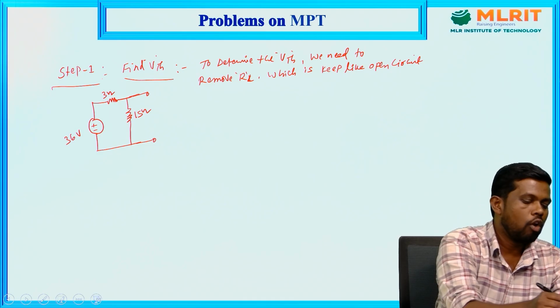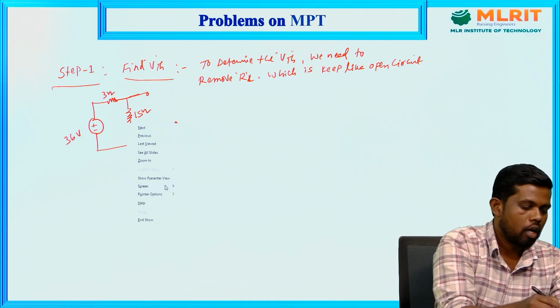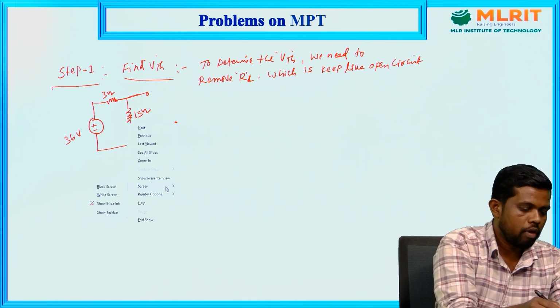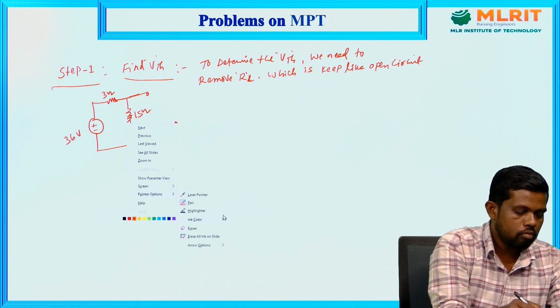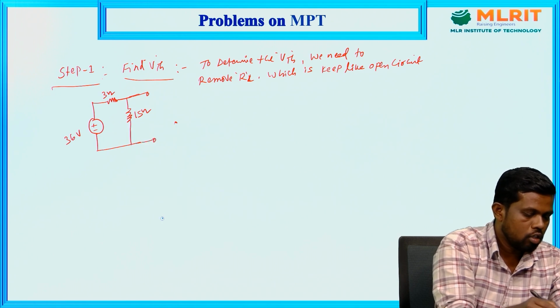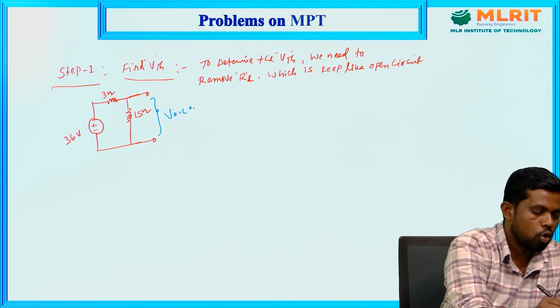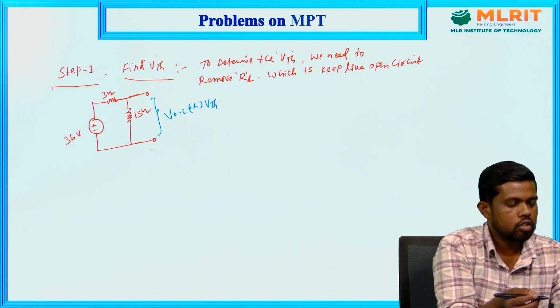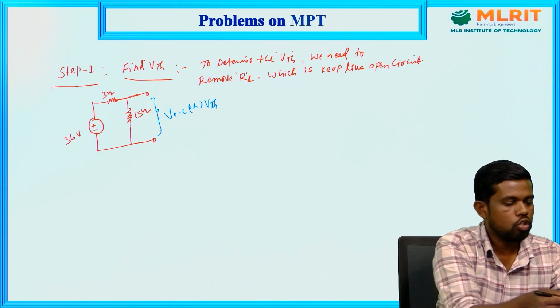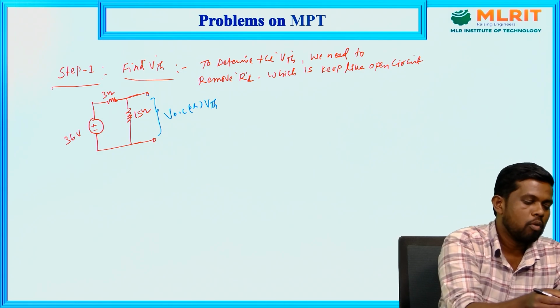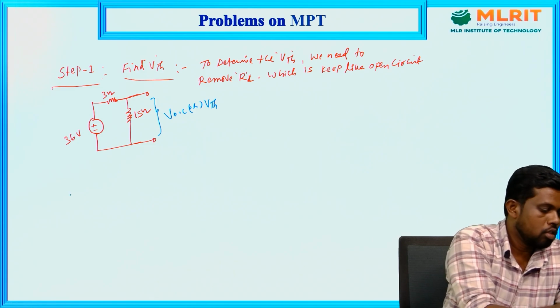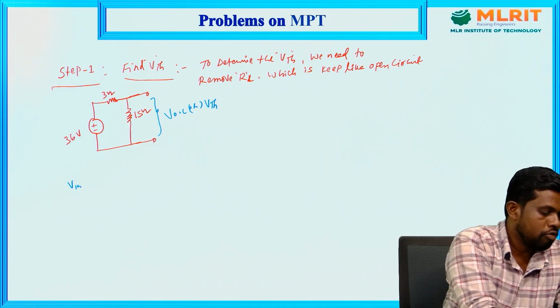Whatever voltage we get across these two terminals is called the Thevenin voltage. That voltage is called the open circuit voltage, also called the Thevenin voltage. There are different techniques to get the voltage across these open terminals. This open terminal voltage is the same as the 15 ohm voltage, so we need to find the voltage across the 15 ohms.